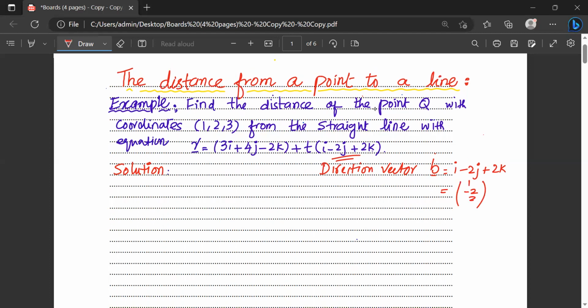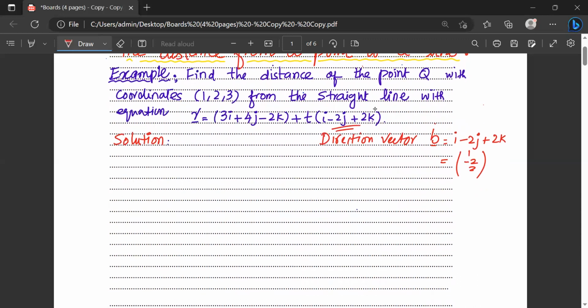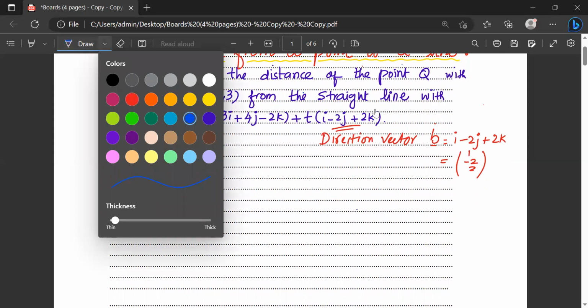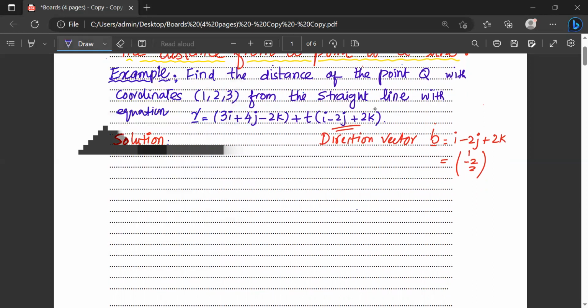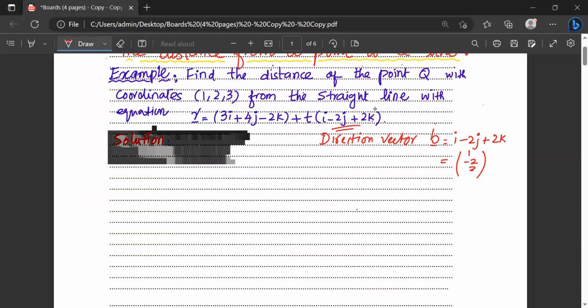Next, in order to find the distance of the point from the line, I can draw a diagram for your understanding. There is a straight line, and the point is point Q, which has the coordinates (1, 2, 3). Also, the direction vector for this line is b, which I can draw just parallel to the line.